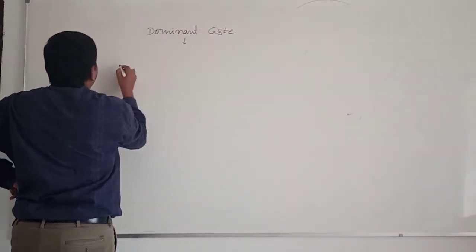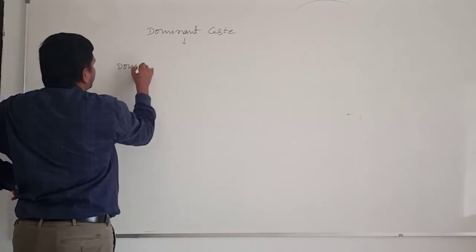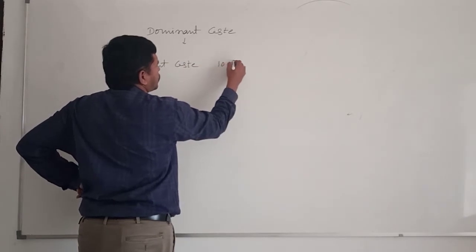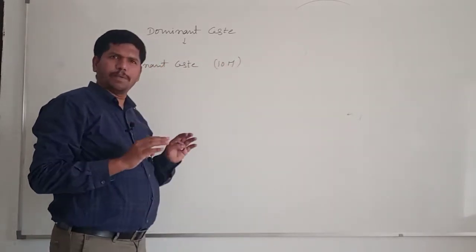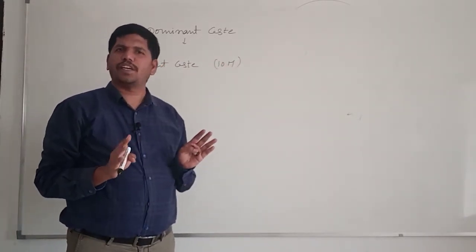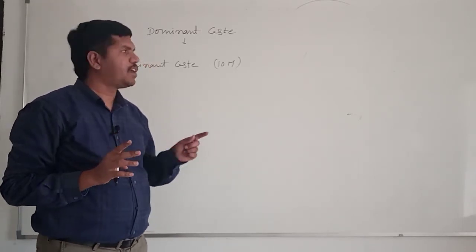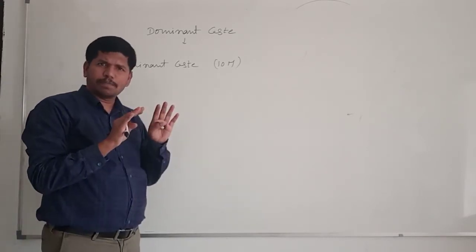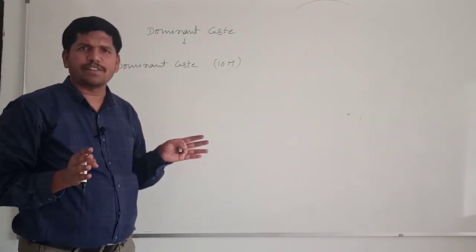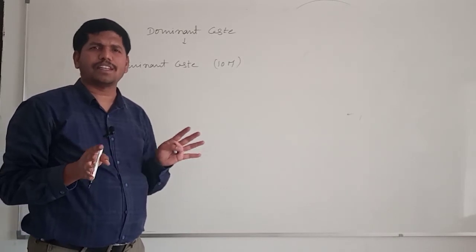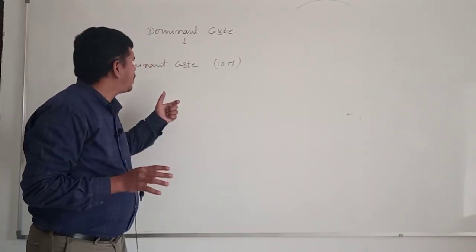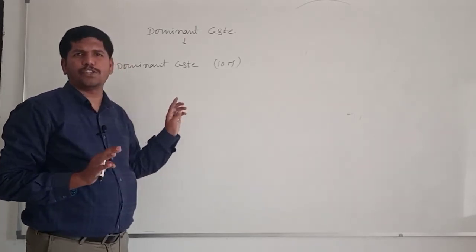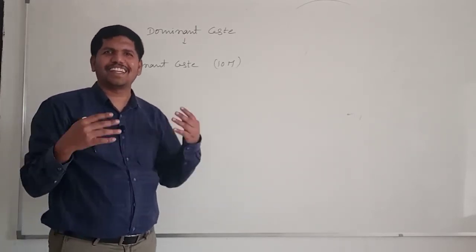First one is, they'll mention like this only: dominant caste. That's it. Or 10 marks. In the compulsory question, 10 marks questions will be there. They did not specify anything, like to explain the influence of dominant caste or to criticize the dominant caste. Whenever they do not specify anything, that is called an open-ended question. We can write anything. It doesn't mean that we can write anything.